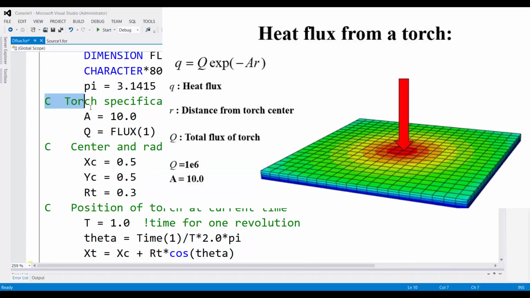At first, we define the torch specification. We enter the A value, and we also use the magnitude that we have entered in the software GUI for the Q. This way, we can change this parameter in the GUI for our simulations.